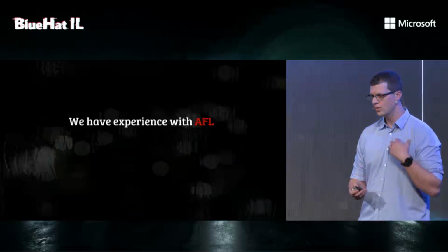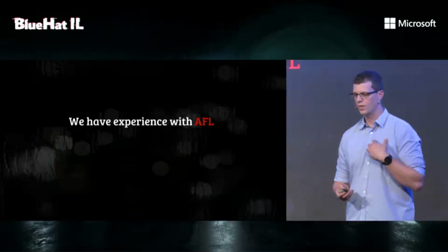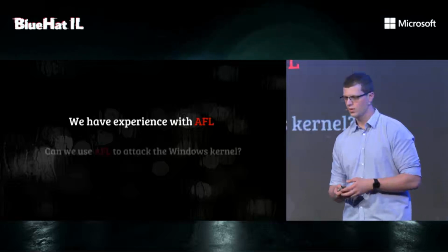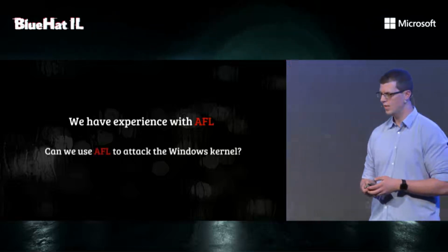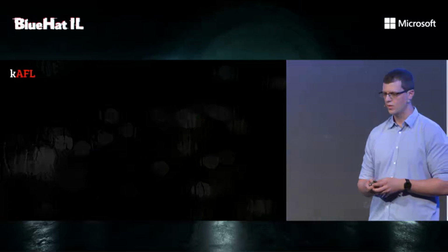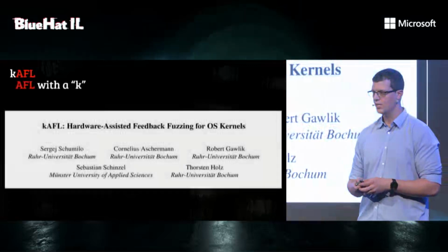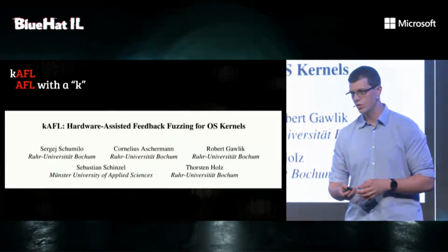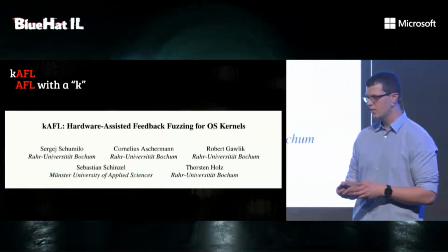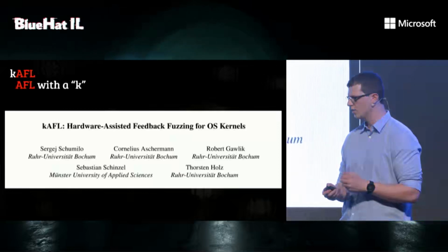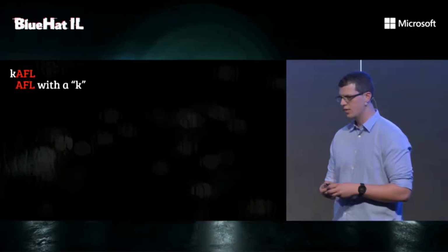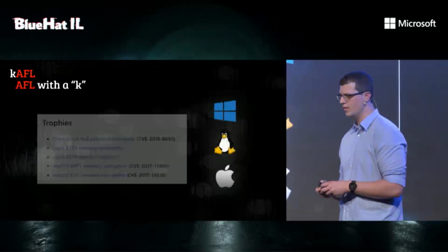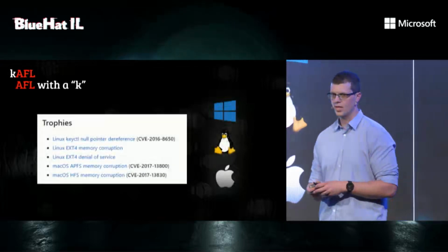So back to our research, we said to ourselves, well, we have experience with AFL. Can we use AFL to attack OS kernels? And the answer is yes. There's kAFL, which is AFL with a K, and K stands for kernel. kAFL is a research fuzzer from Bochum University that leverages AFL-style fuzzing for attacking OS kernels. kAFL supports Windows, Linux, and macOS, and it was used to find real bugs in real software, which is kind of what we're after.